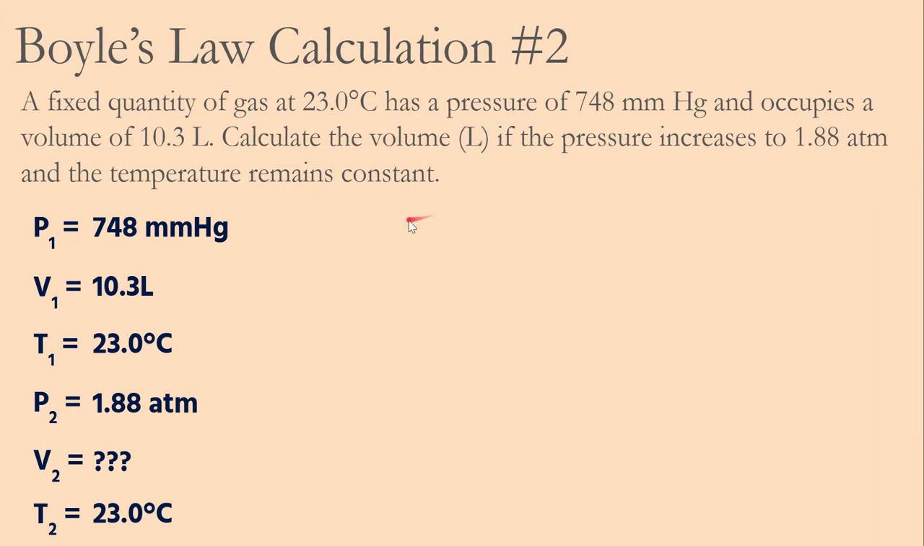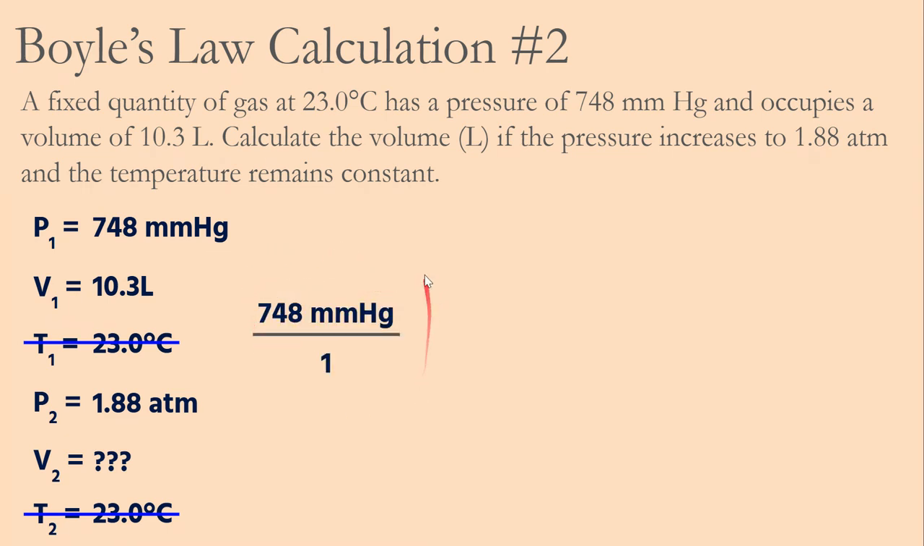So in this problem, we have to make a few changes to start. First, notice that temperature doesn't actually matter in Boyle's law. If it remains constant, we can essentially ignore it. We also have to change our pressure to the correct units of atmospheres. We'll do that right here.